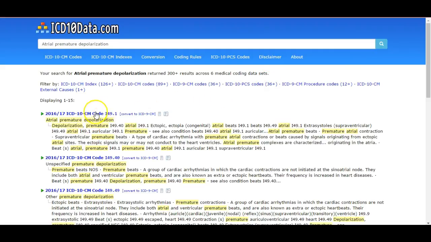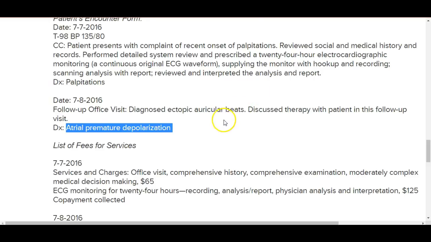And atrial premature depolarization, I49.1. So we have R00.2 and I49.1, in case you want to write those down. R00.2, I49.1. All right, so let's go back over here.